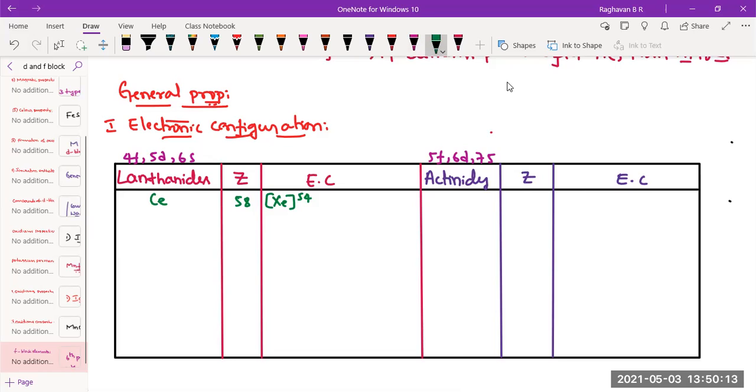Xenon 54, remaining 4 electrons. So there is 4f here, and 5d and 6s. By the time electrons fill into 4f, 6s would have been filled. 6s2. Now 54 plus 2, 56. Remaining 2 electrons. See, I told you 1 electron will be there in 5d or 0 electron. That's why the general electronic configuration of lanthanides is 4f1 to 14, 5d 1 to 0 or 0 to 1, and 6s2. So here 1 electron and here 1.